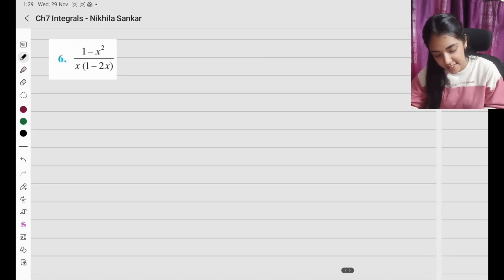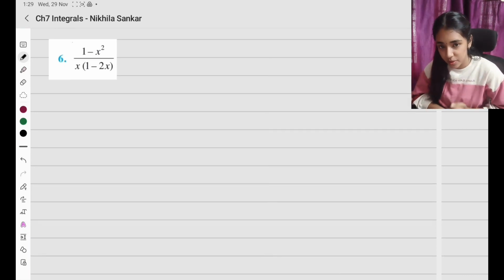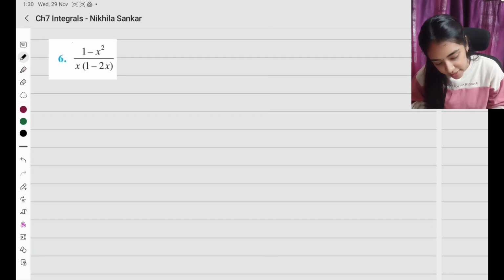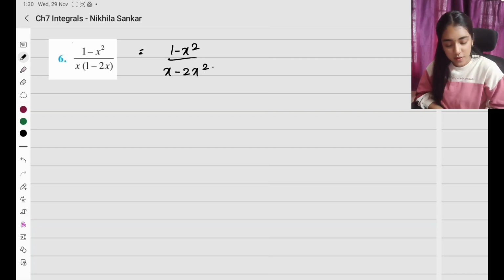Question number 6. மேல நியூமரேட்டர்ல 1 minus x square, கீழ டினாமினேட்டர்ல x square. So I need to divide இல்லையா? So என்ன divide பண்ண போறேன்? So first of all இதை simplify பண்ணலாம். I have 1 minus x square divided by x minus 2x square. Okay, so இதை நான் divide பண்ண போறேன்.